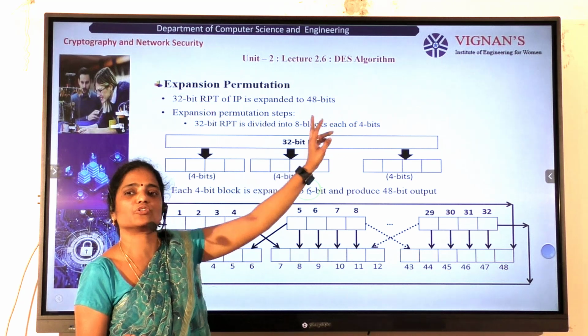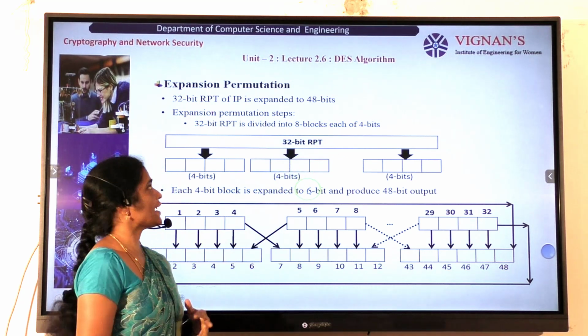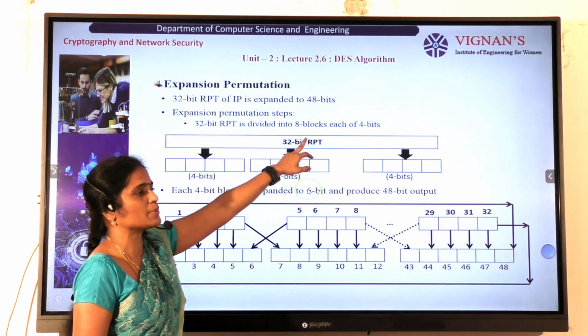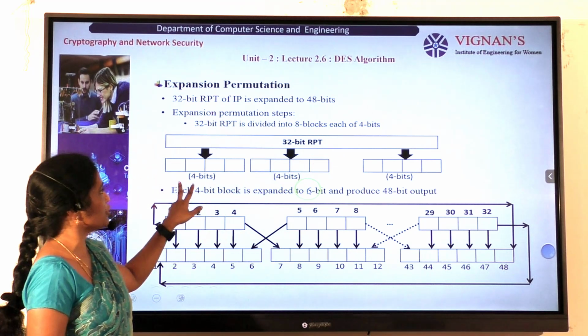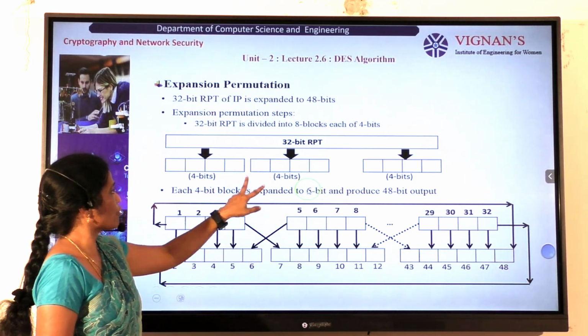Why do we expand to 48? Because the input key has 48 bits. So in the expansion, the 32 bits are divided into 8 blocks of 4 bits each. The 32 bits are divided into 4 bits, 4 bits, 4 bits, up to 8 blocks of 4 bits.